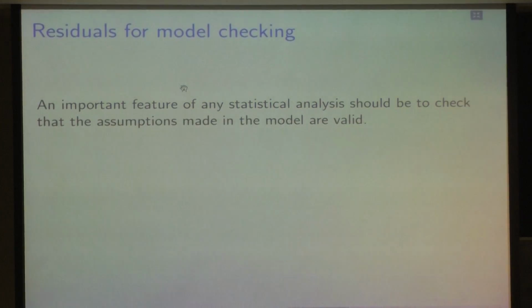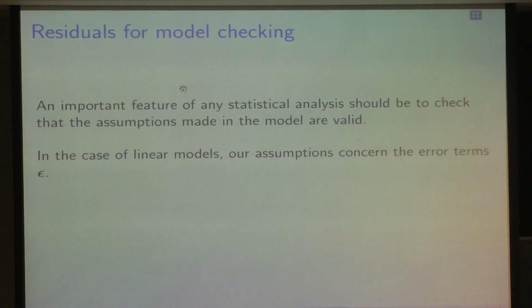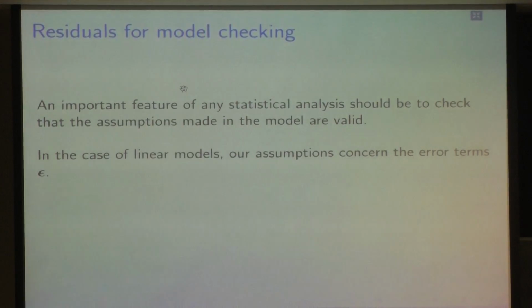So, I'm now on page 28, beginning of chapter 2. We want to check whether the assumptions that we made in our model are sensible, whether they're valid assumptions. Now, the assumptions that we made in our linear model concerned the error terms, the random part of the model, the epsilons. Okay, so I'll remind you in a minute what those assumptions were.